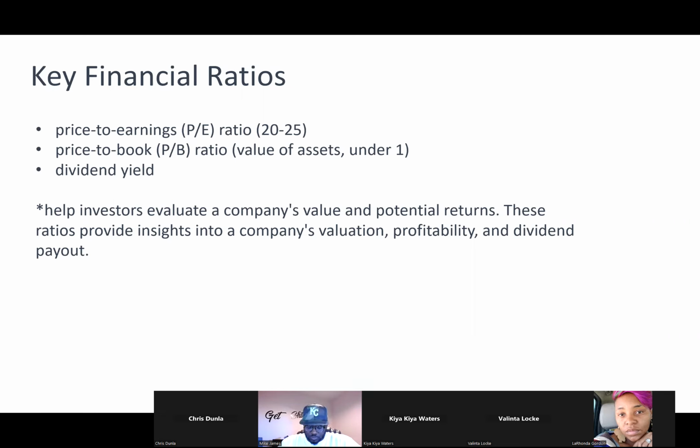When you look at price to earnings ratios, you want a company that's about 20 to 25x of their earnings. That's a safe zone. When it gets to 40, 50, 60x, I'm going to start backing up a little bit and digging under the covers to make sure this makes sense.